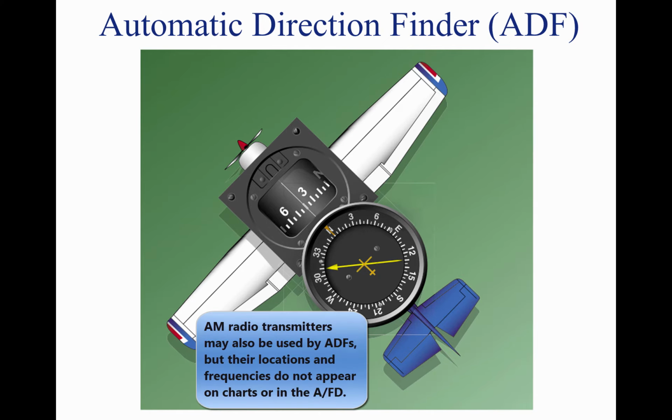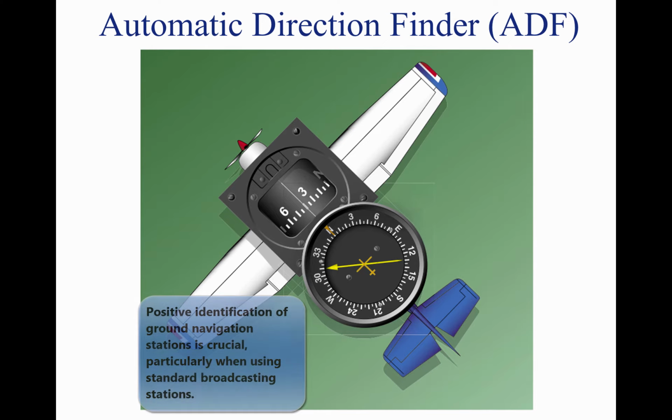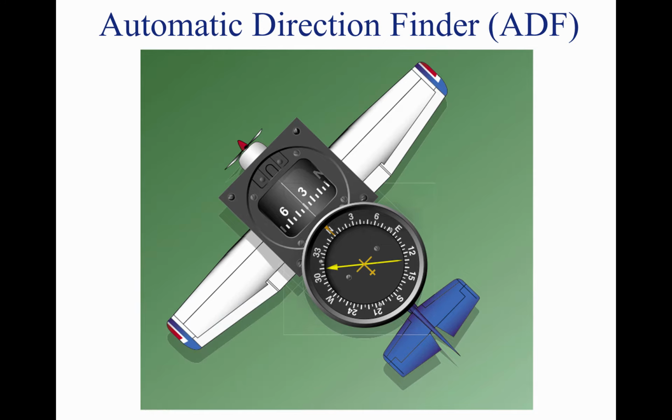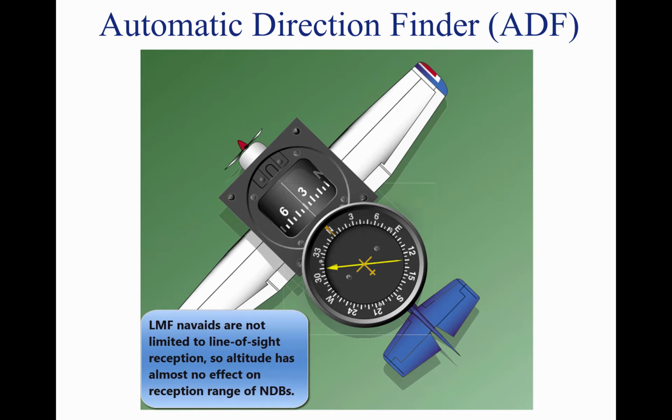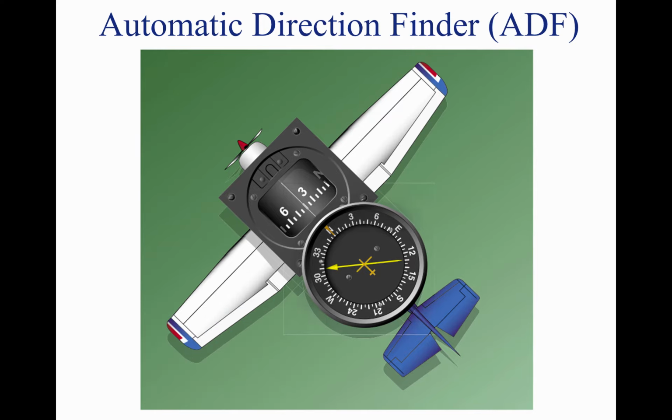Standard broadcast stations can also be used in conjunction with ADF. Positive identification of all radio stations is extremely important, and this is particularly true when using standard broadcast stations for navigation. NDBs have one advantage over the VOR. This advantage is that low or medium frequencies are not affected by line of sight. The signals follow the curvature of the Earth. Therefore, if the aircraft is within the range of the station, the signals can be received regardless of altitude.